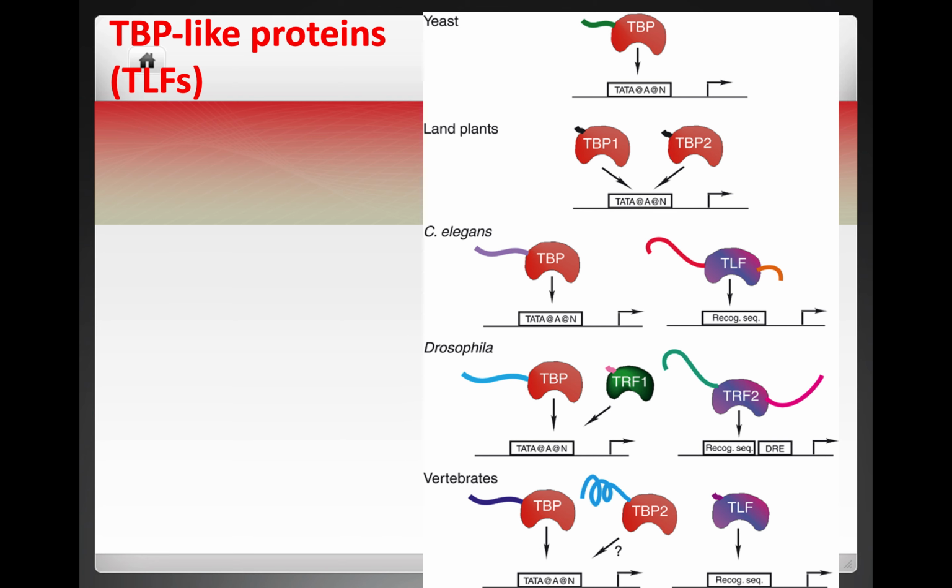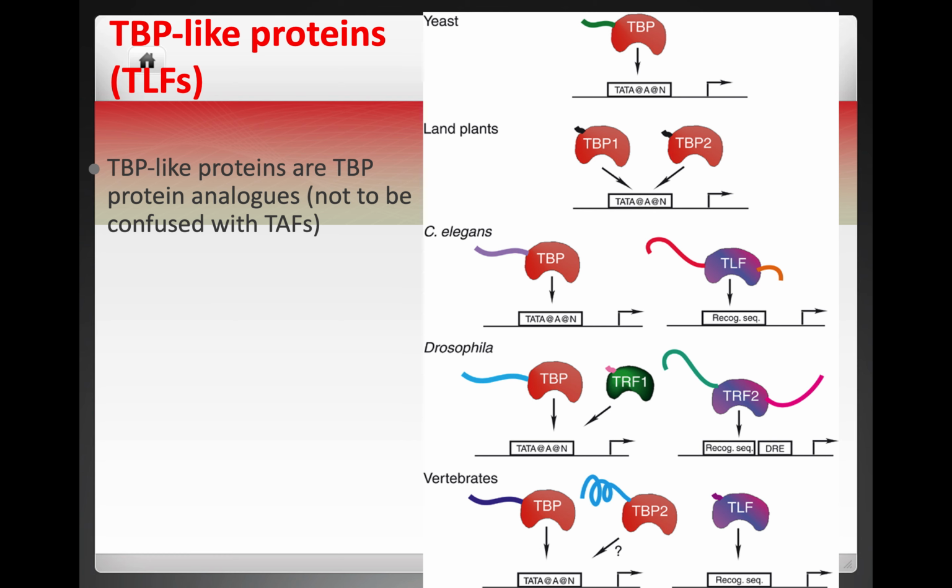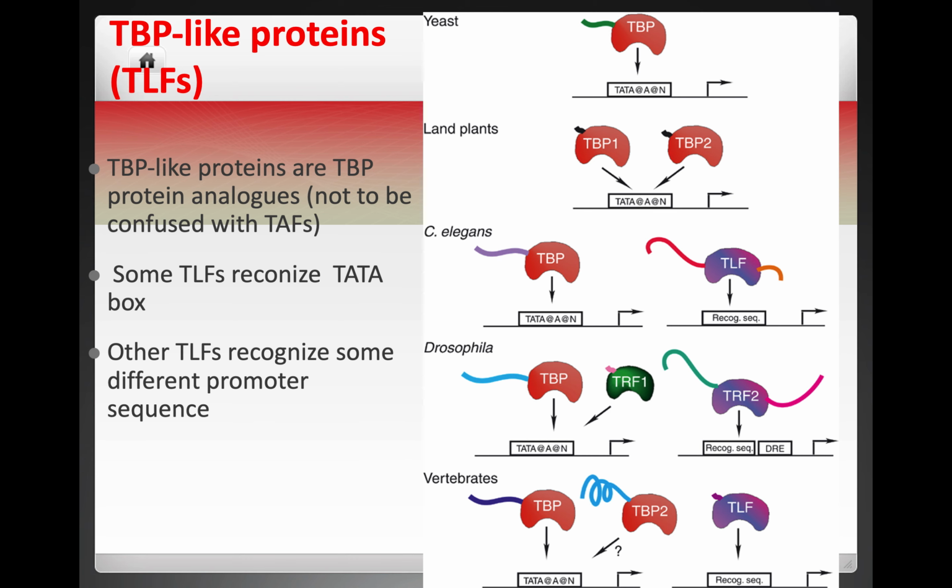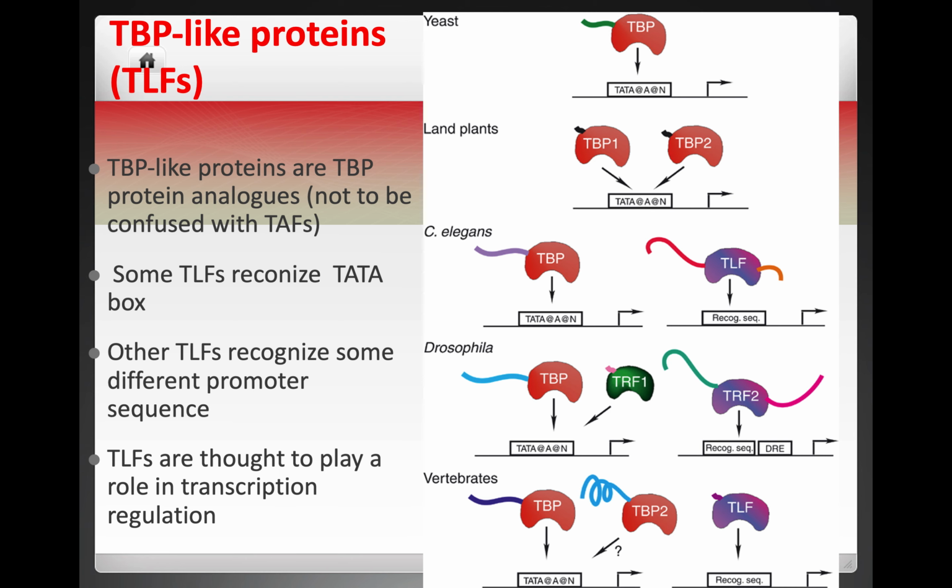Can it take the place of TBP? Actually, not really, but in certain cases, yes, but it is not preferred. Usually TBP is preferred over TLF. So TBP-like proteins are TBP protein analogs, not to be confused with a TAF. Some TLFs recognize the TATA box, and others recognize different promoter sequences.